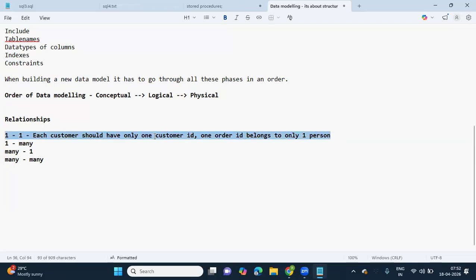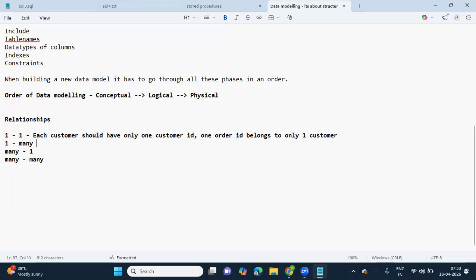So when we are saying these two tables are having a one-to-one relationship, it means that each row in table 1 corresponds to only one row in table 2. So each order ID corresponds to only one customer in the customer table. Let's write customer instead of person. Each order ID corresponds to only one customer in the customers table. So that is the meaning.